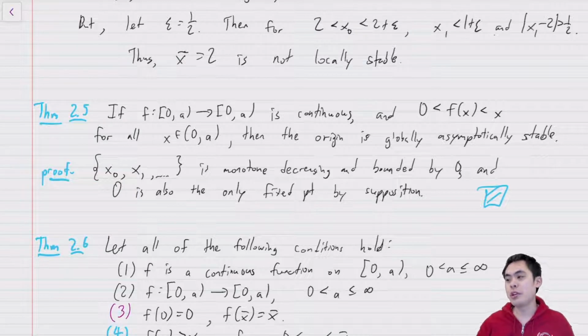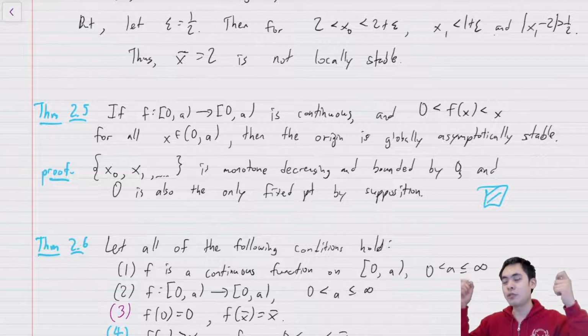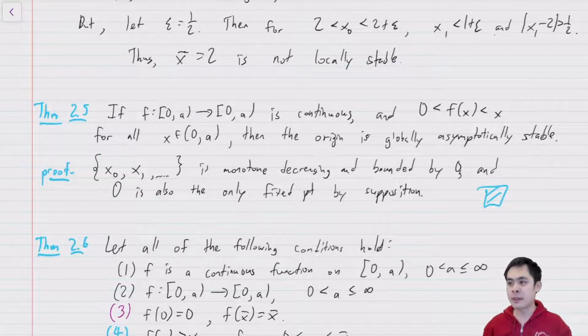So now we start on the bulk of the lecture, which is a bunch of different theorems giving you conditions that allow you to say that a particular equilibrium is globally asymptotically stable. Now, the first thing you should notice is, of course, there can only be one equilibrium that's globally asymptotically stable, because if you had two of them, you can't limit to both of them.